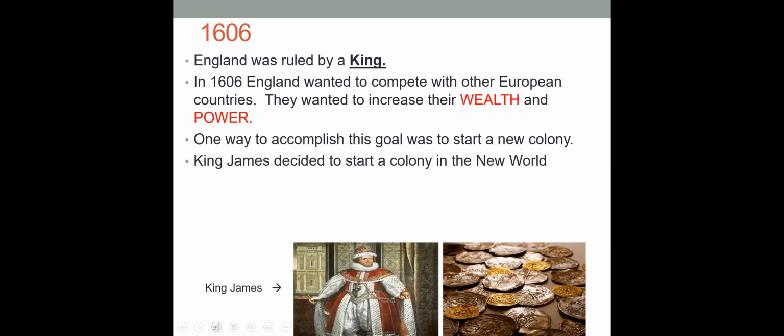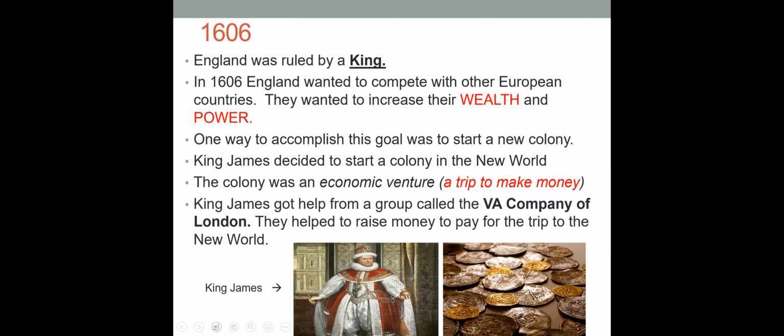King James then decided to start a new colony in the New World. The colony was an economic venture, or a trip to make money. King James got help from a group called the Virginia Company of London. They helped to raise money to pay for the trip to the New World.